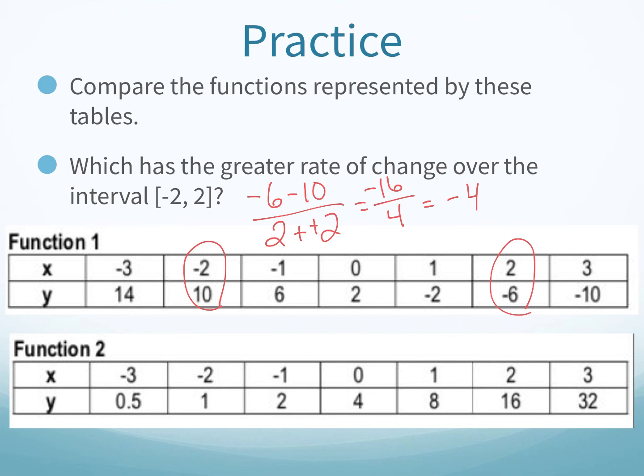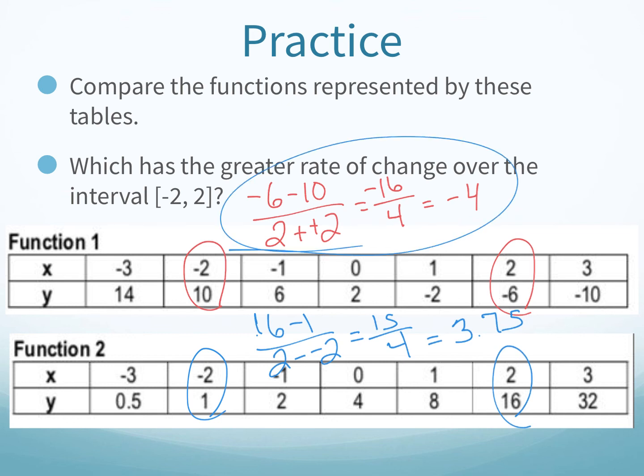And then same thing for the bottom one, from -2 to 2. So I have 16 minus 1 over 2 minus -2. So I have 15 over 4, which is going to give me 3.75. So this one has the greater rate of change. Remember, when we're looking at greater rates of change, we are looking at the absolute value.